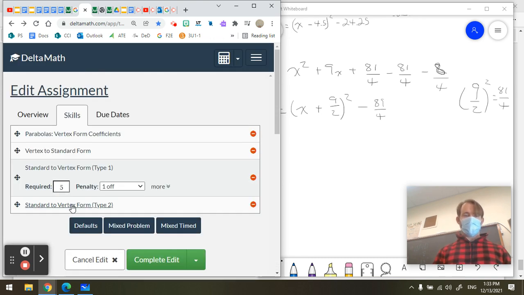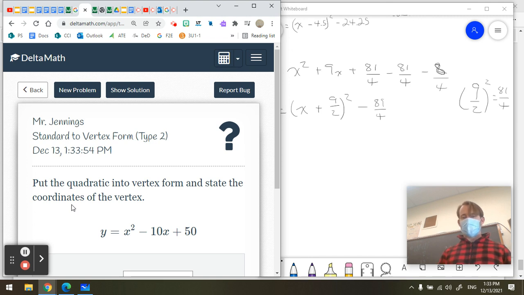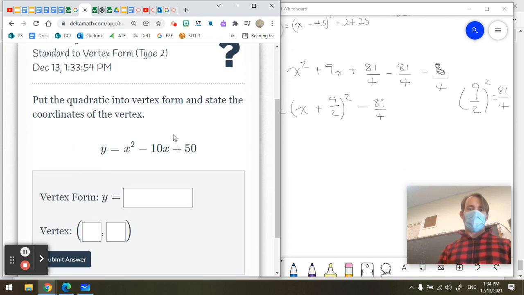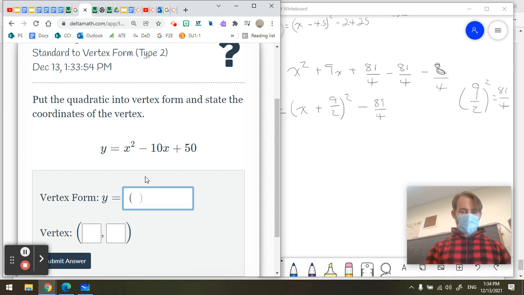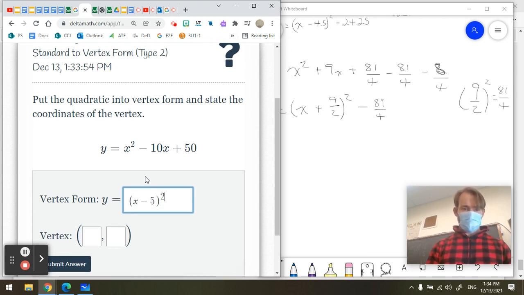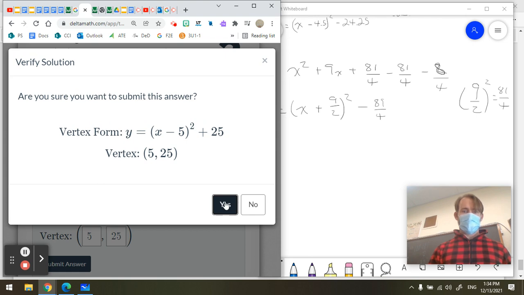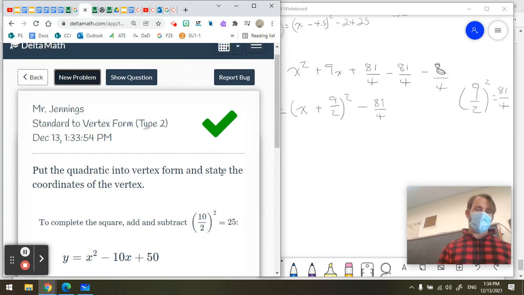And then this one, standard vertex form type 2. All it's going to ask you to do different in this problem type is to tell it what the new vertex is. So you have to be able to read your vertex form equation and say, now I know that the vertex of this quadratic is right here. So let's do this one. I'll do it in my head for you. So this is x minus 5 squared, and then I have to add and subtract, plus 25. And the vertex is going to be at 5, 25. Pretty sure. I'm not going to check it, so I might be wrong here. Let's see. No, I'm correct. Cool.